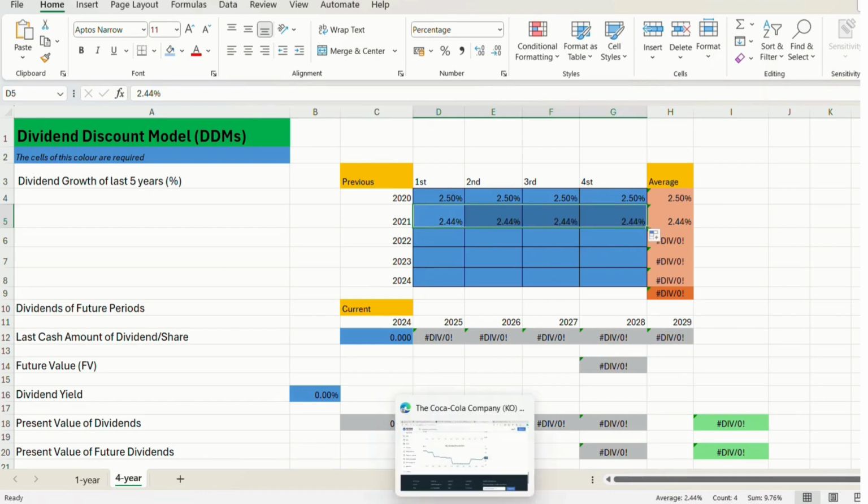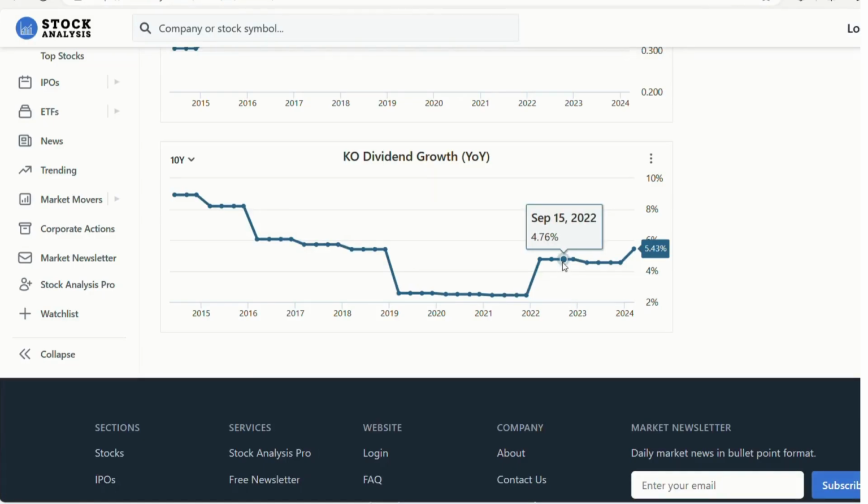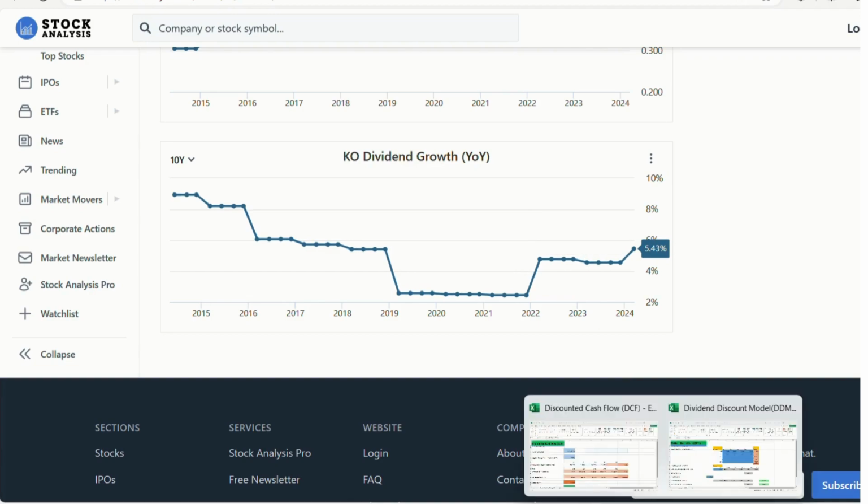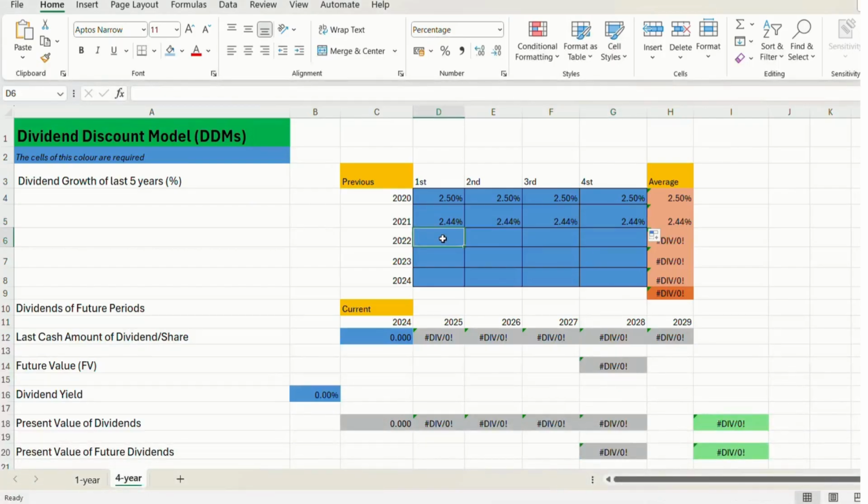In 2022, we just come here, taking into consideration all of these elements. 4.76, and adjust it.